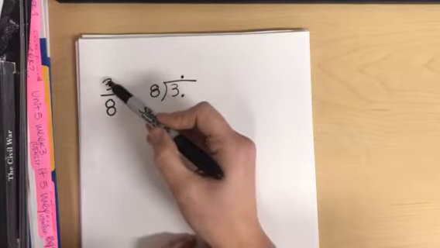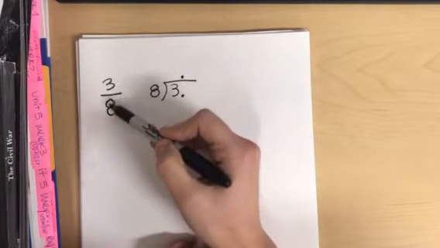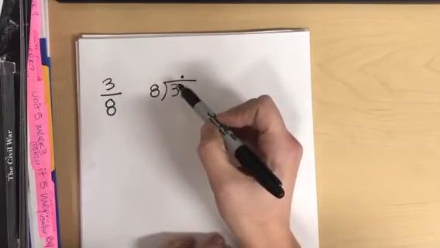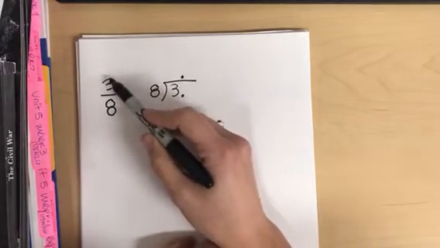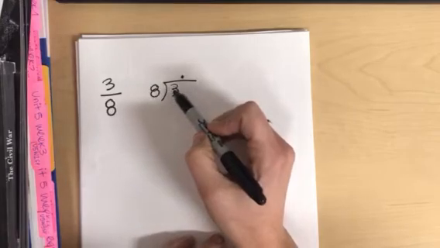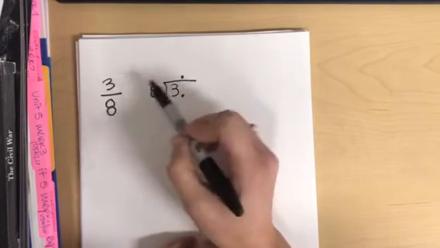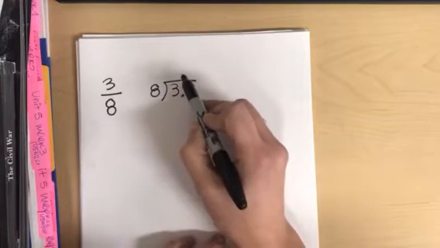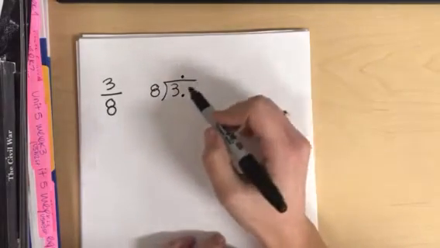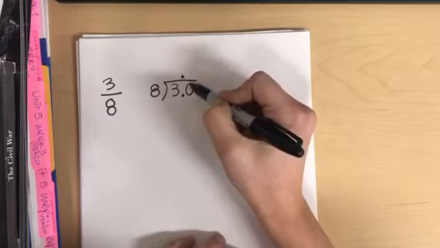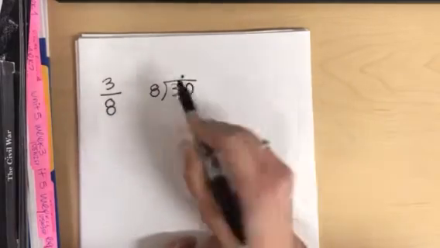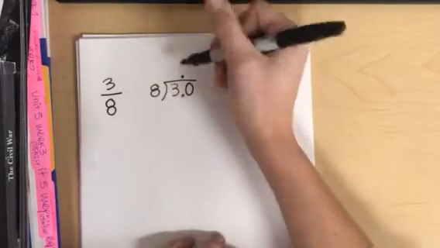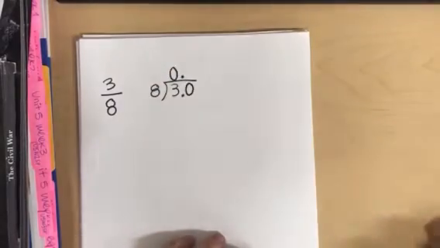So again, you have 3 divided by 8, because a fraction line just means division. So the top number, the numerator, will always go on the inside, and the denominator will go on the outside. You need to make sure that you put that decimal there and bring it up, because if you didn't, you would have how many times 8 goes into 30, but it's not. It's how many times 8 goes into 3. Well, 8 doesn't go into 3, so you need to put that 0 there.